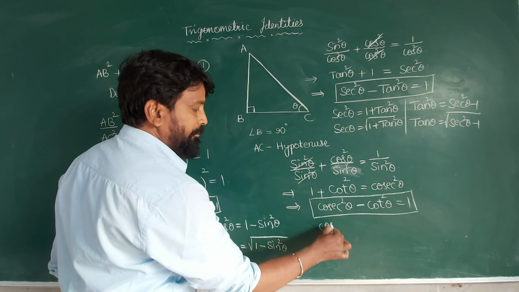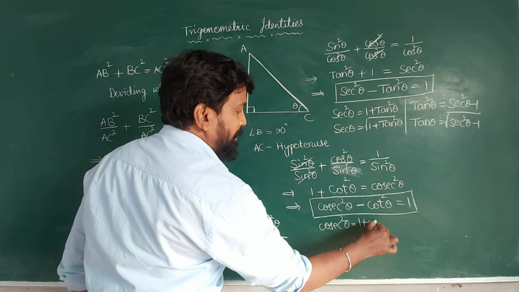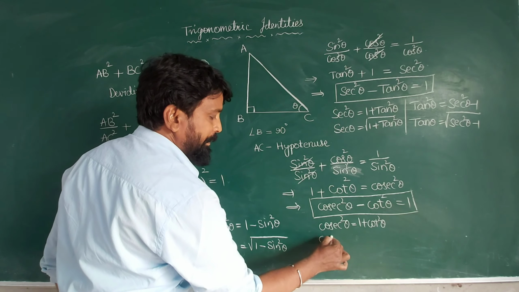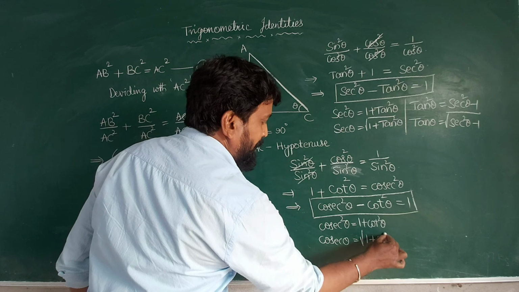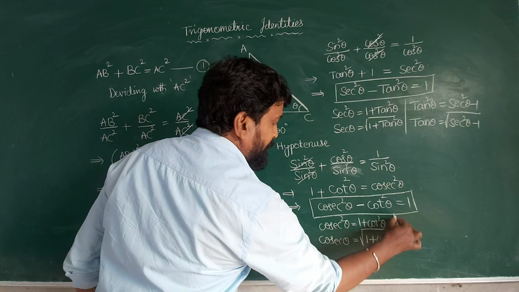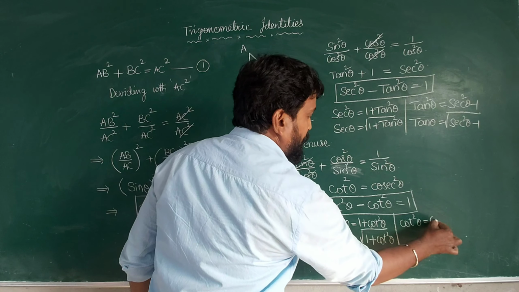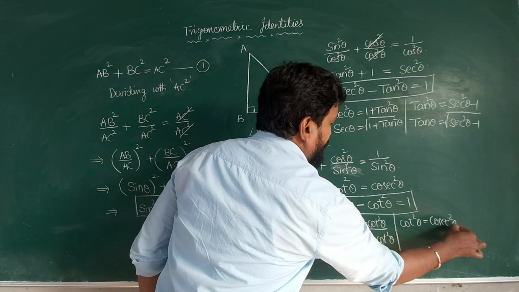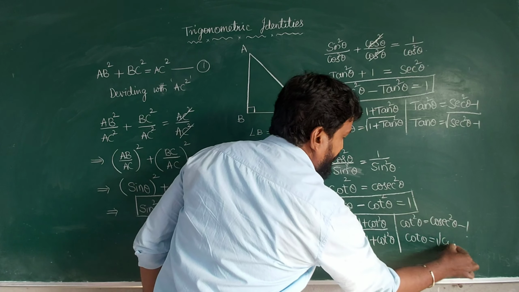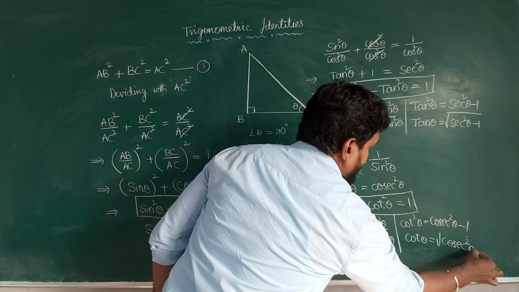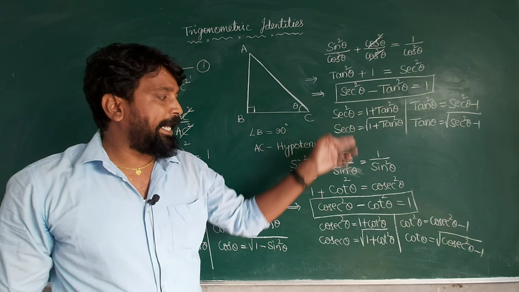So cosec square theta is equal to 1 plus cot square theta and cosec theta is equal to square root of 1 plus cot square theta, and cot square theta is equal to cosec square theta minus 1 and cot theta is equal to square root of cosec square theta minus 1. These are the three trigonometric identities.